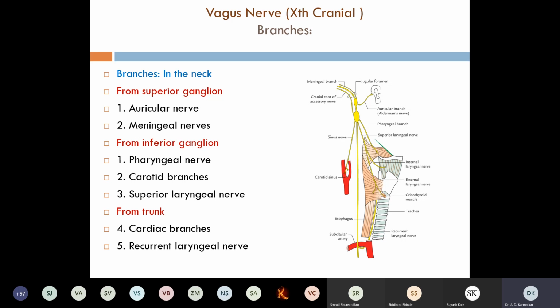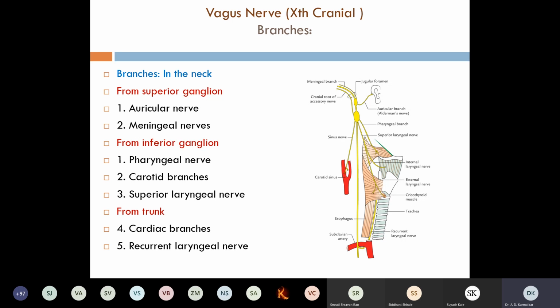The auricular nerve is going to supply the auricle, which part we'll see in the coming slide, and the meningeal nerve is going to supply the dura of the posterior cranial fossa. The inferior ganglion gives the pharyngeal branch, carotid branch, and the superior laryngeal nerve. You should be able to enumerate these branches whenever asked. From the trunk, it gives the cardiac branches and the recurrent laryngeal nerve.